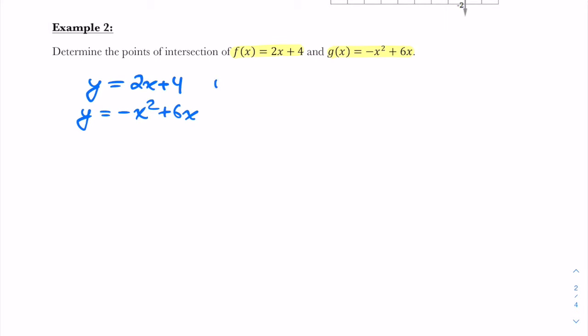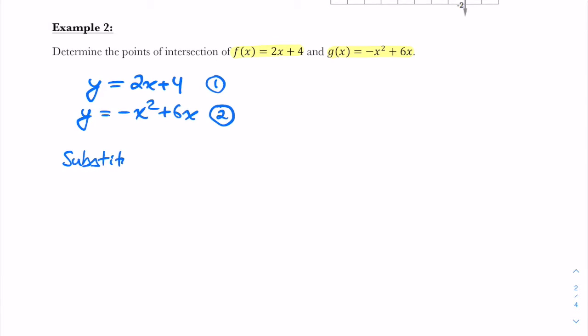Go ahead and number your equations. And notice now that you have a system of two equations with two unknowns. So you're welcome to use substitution or elimination. It's completely up to you. Both methods are acceptable. I'm going to use substitution in this example.